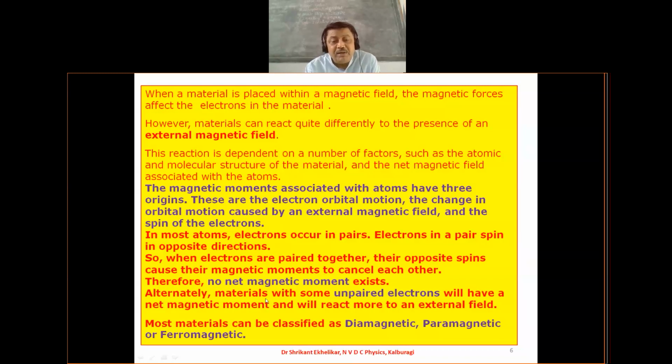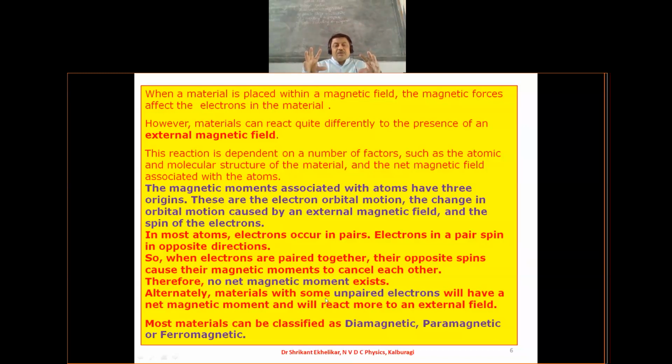Alternatively, there are some materials with unpaired electrons. There exists an unpaired electron which contributes to the net magnetic moment. Therefore, when placed in an external magnetic field, that material will react. Materials with some unpaired electrons will have a net magnetic moment and will show some response to the external field in which the material is placed.